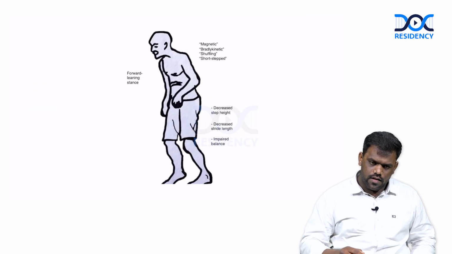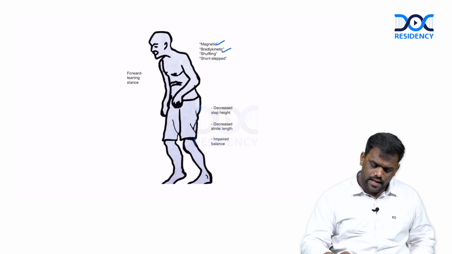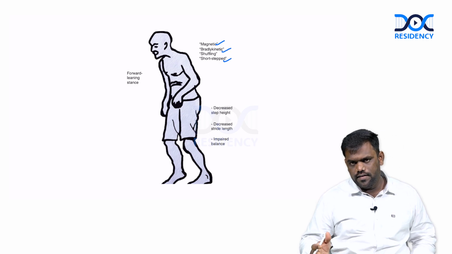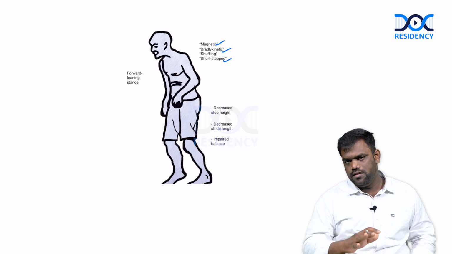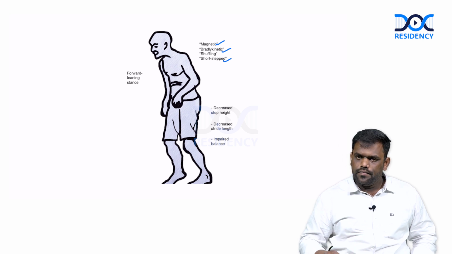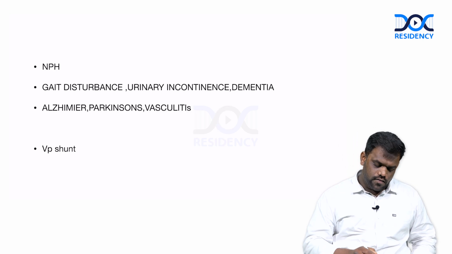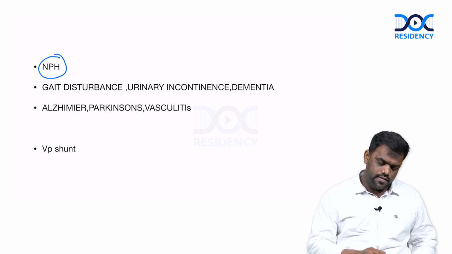So let's see the diagnosis of this patient. This is a short shuffling gait. This is also called magnetic gait, bradykinetic gait and short-stepped gait. There are various names for this gait. The patients walk like this. And the diagnosis of the patient is normal pressure hydrocephalus.